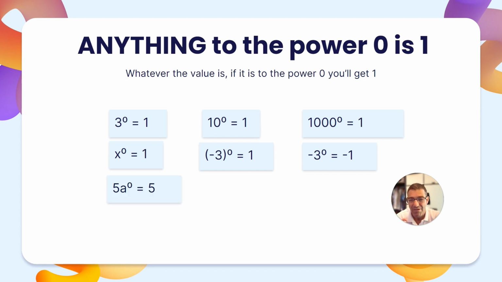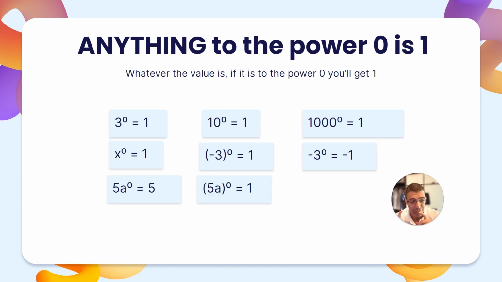And similarly, 5a to the power 0, the power 0 is given to the a here. So a to the power 0 will become a 1, but then gets multiplied by 5 afterwards. So make sure that you respect exponent rules. Exponents go first, they go before multiplication and division, and that can be important from time to time, and in those cases it is.